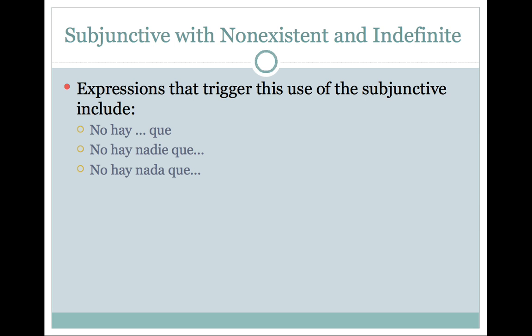So here are some expressions that we have from our vocab. How many of them are there? 4 or 5? 4. Okay. No hay blank que, so the no hay orquesta. No hay nadie que. ¿Qué significa no hay nadie? There's no one. And no hay nada. There's nothing. And no hay ningún.